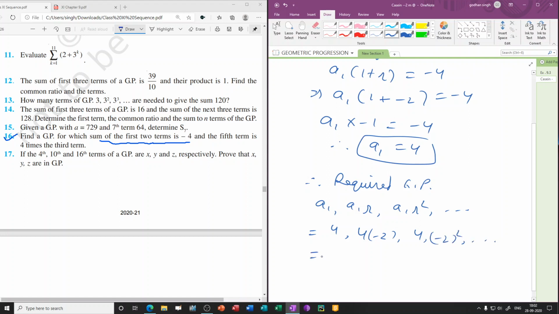So this is equal to 4 minus 8 and minus 2 whole square is 4. So 4 into 4, 16. So this is 16 and this is like this. So this is what we'll be getting. So this will be our, and put here dot dot. So this is our required GP in case 2. So with this question number 16 is also complete.